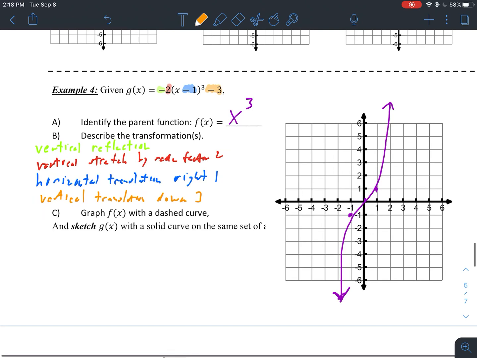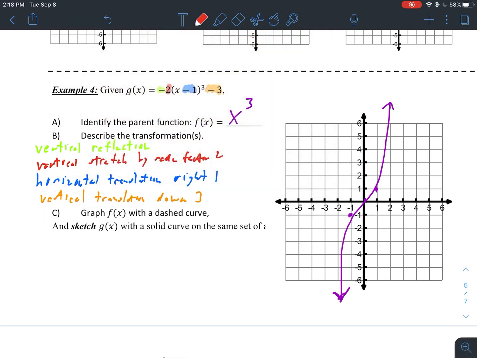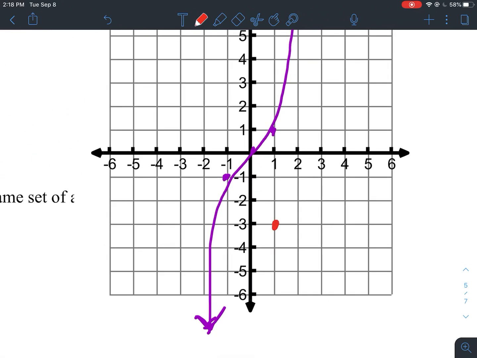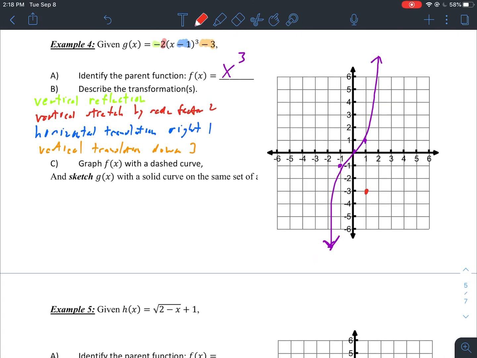All right, so there's a process to go through to graph all these, but best case scenario here, let's just kind of plot the middle of the graph. So let's do that first. The middle of the graph is going to be moving right 1 and down 3. So right 1 and down 3. This is going to be our new middle of the graph. 0, 0 is going to move to 1, -3. All right, and then just pick a couple points, and you can use math and logic to figure out the rest of the y values here.